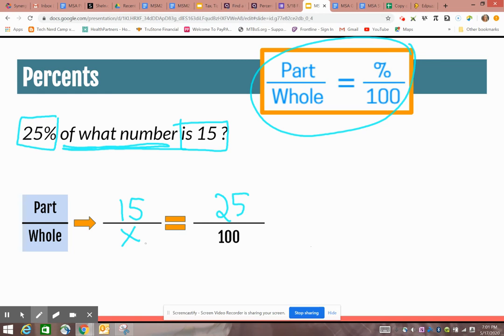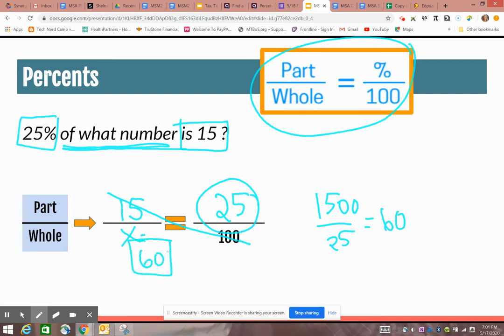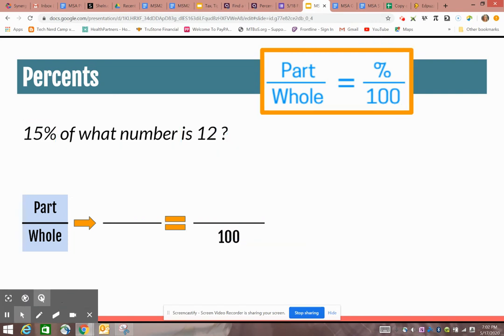Again, I like cross products. That's one way we can do that. I'm going to take 15 times 100 divided by 25. So 1500 divided by 25, which gives me my whole of x equals 60. Let's see if that makes sense. 25% of 60 is 15. Yeah, that makes sense. Okay, last one here today, and then you're going to get a chance to do your own practice.